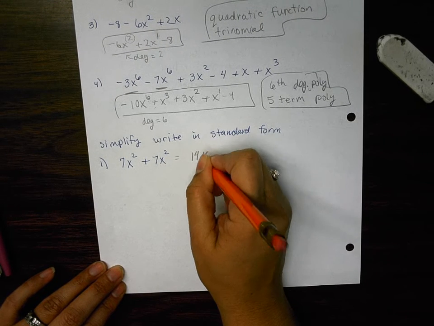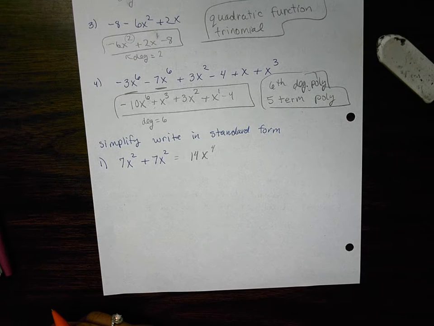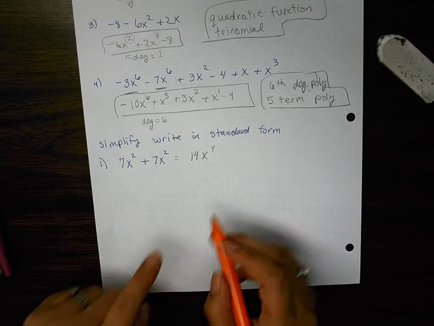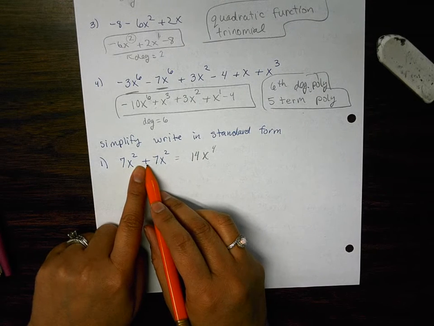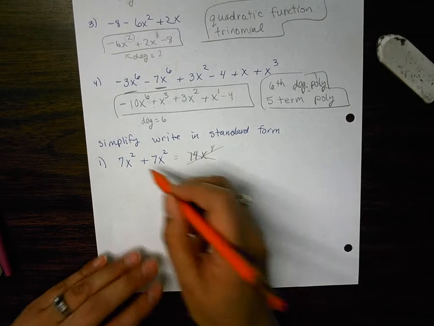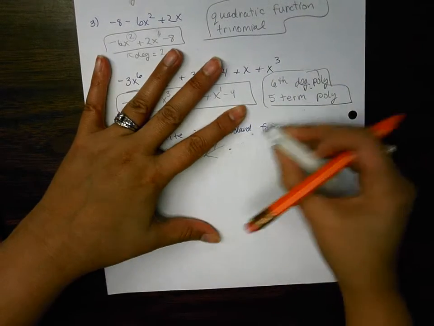14x to the 4th. Do you guys all agree that's wrong? Yes. You only add exponents when you're multiplying like bases. Am I multiplying here? No. So adding the 7 plus 7 is correct. It is 14, but it's x squared.